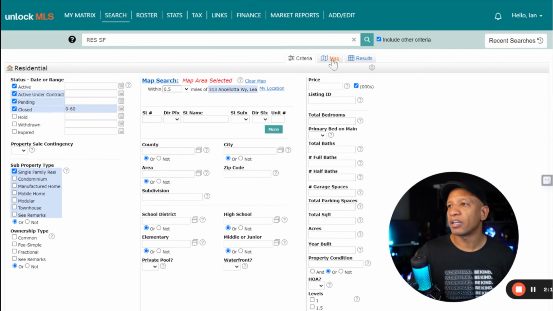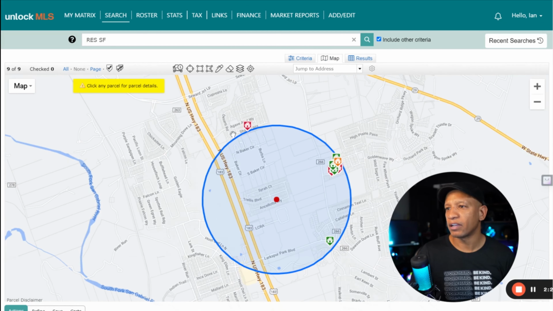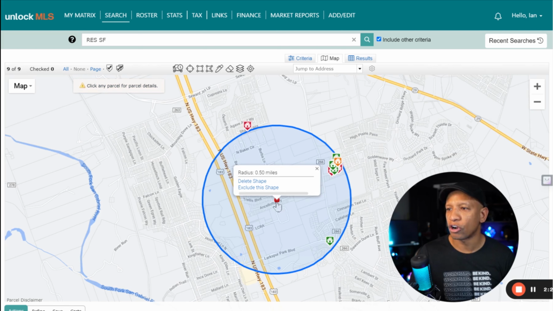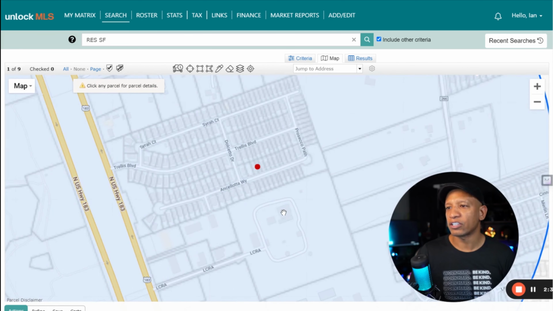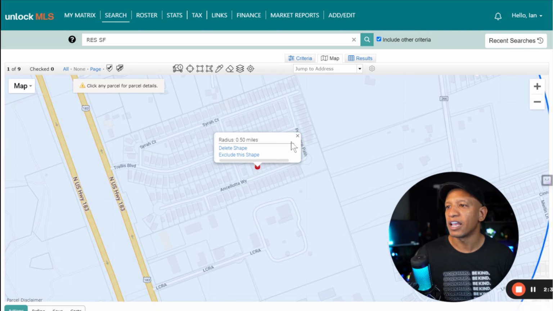Now I'm going to go to the map and see what that looks like. This is what the map looks like. This is my starting point, so this is that address. And this shows some of the other houses that are around. When you zoom in a little bit, you can see the neighborhood layout according to the highway and where this home is in the neighborhood.